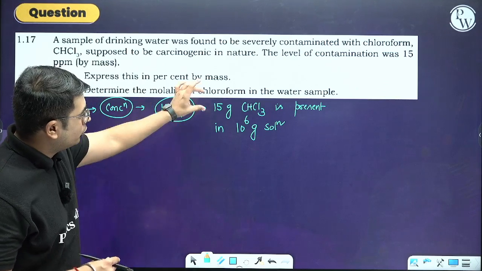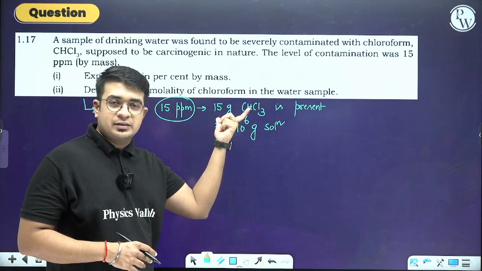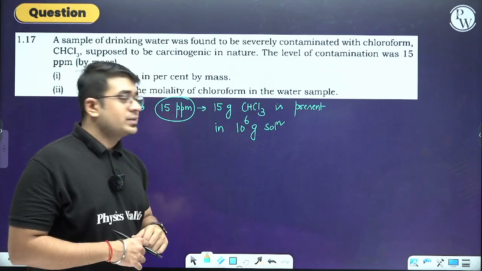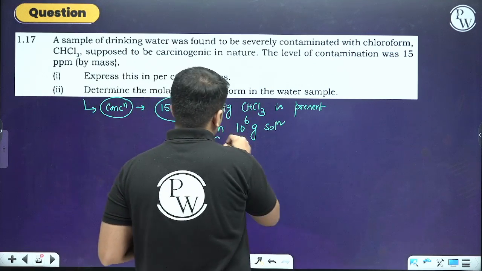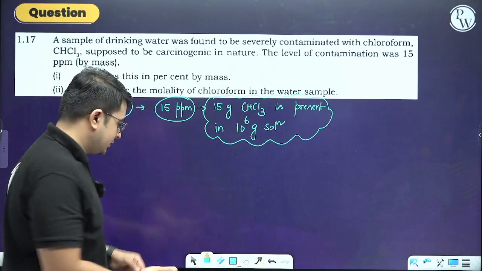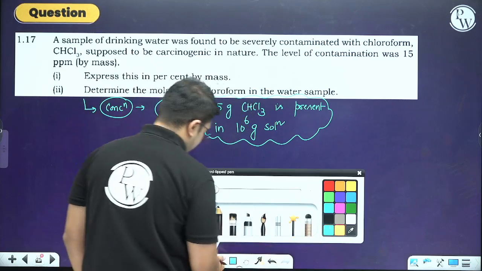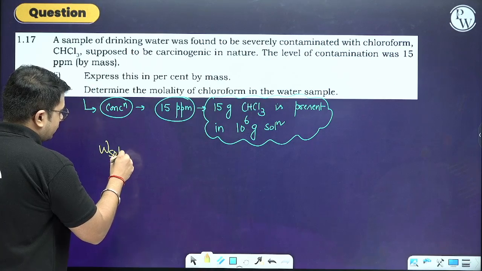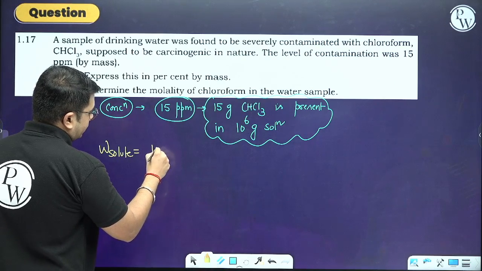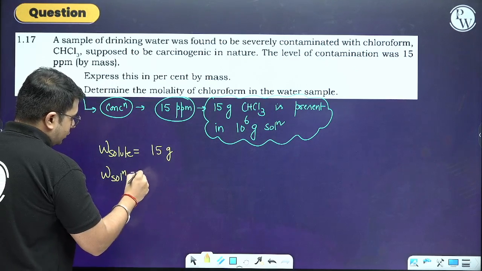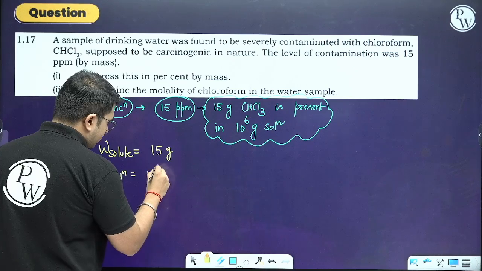So the meaning of 15 ppm is 15 gram of this carcinogen, which is CHCl3, is present in 10 raised to the power 6 gram of solution. So this is the first part and the most important thing which is required in this particular question. That's it. Now rest of the information is very easy. First of all, we know that W of a solute will be 15 gram, W of a solution will be 10 raised to the power 6 gram.